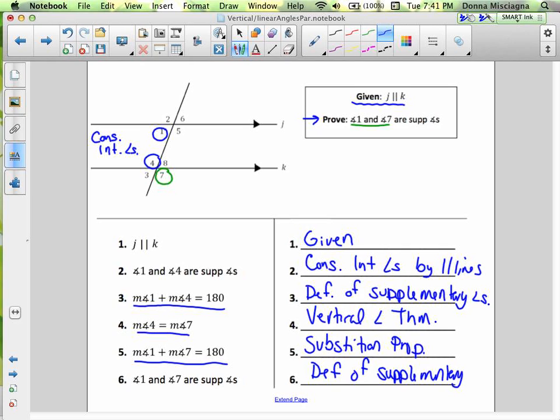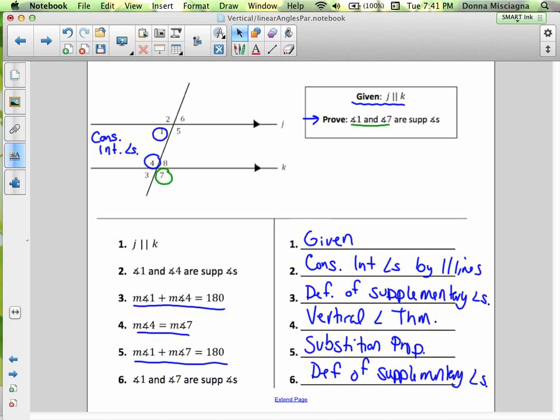So this wasn't a proof to prove lines parallel, but we did use some lines that were parallel in our proof. If you did not have the reasons in here, you would go from what you're given there, that J is parallel to K, and try to get angles 1 and 7 in that particular proof. And since you want to prove they're supplementary, it would be a good idea to choose a pair of angles that have to be supplementary and one that you could justify. And that's why 1 and 4 were chosen.